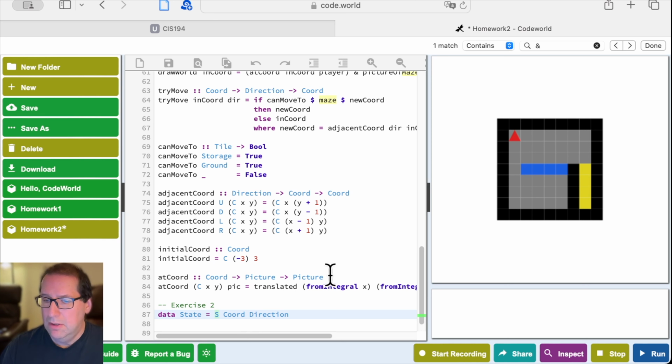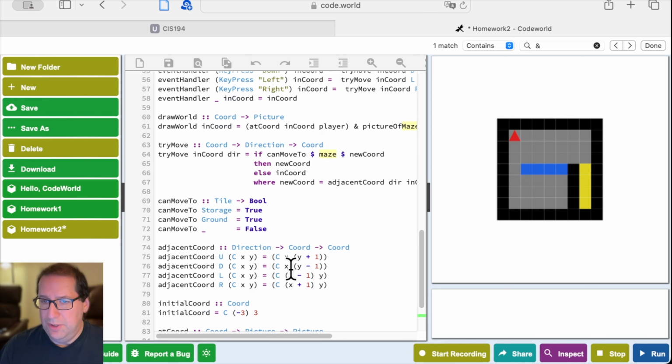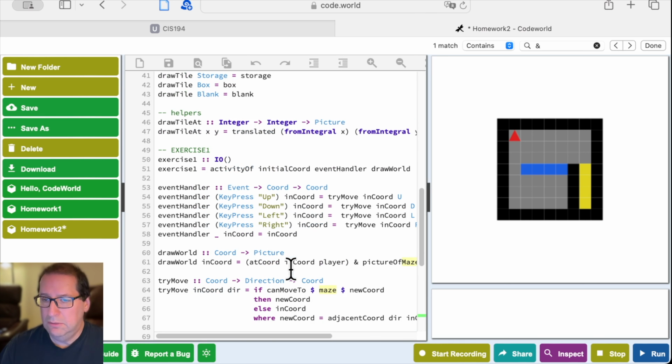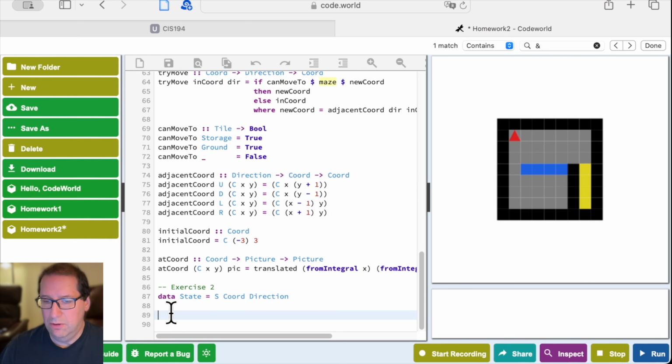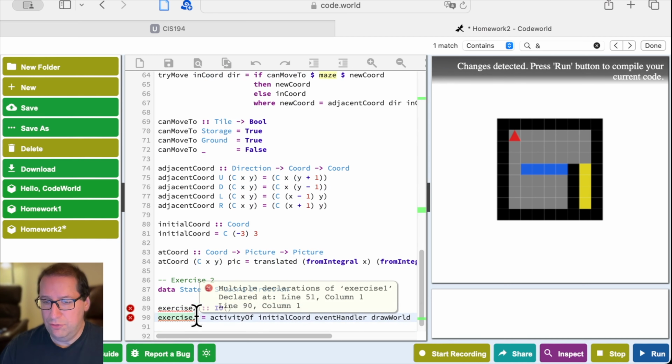All right. What all do we need? Well, let's start out. This is going to look very similar. It's going to be exercise 2.